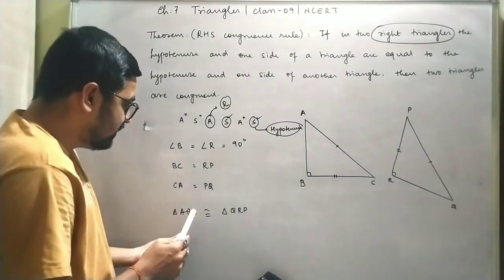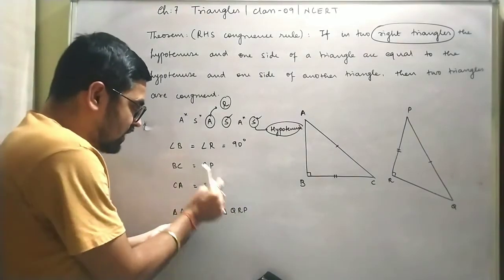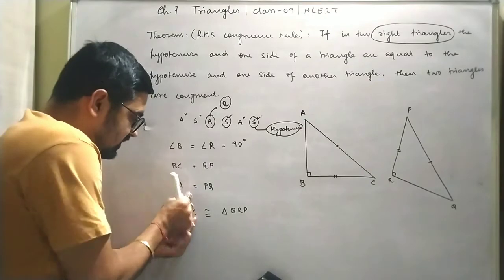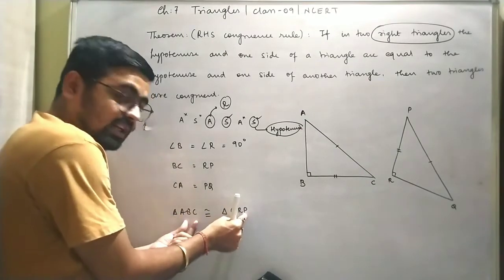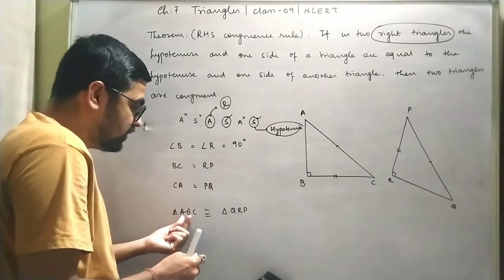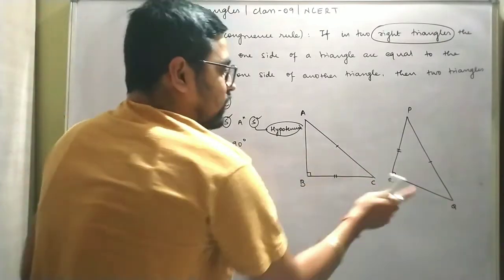Correct. So here if you observe, BC is equal to RP. Correct. AC first and last, and PQ, that is correct. That means the third side is going to be AB and QR. AB and QR, yes, correct.